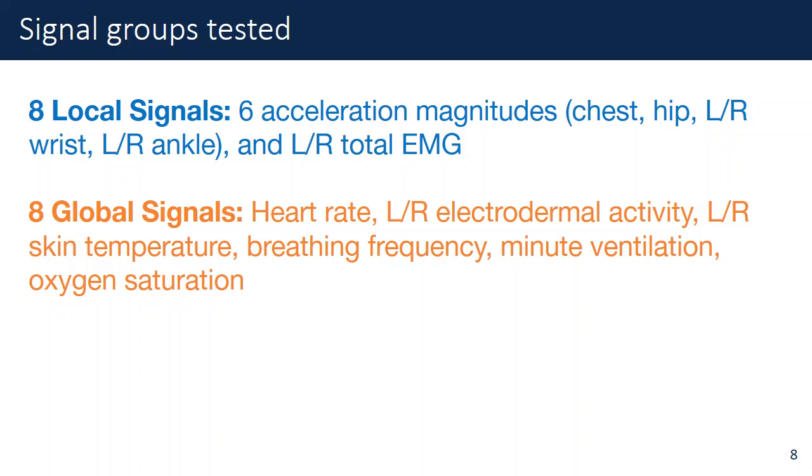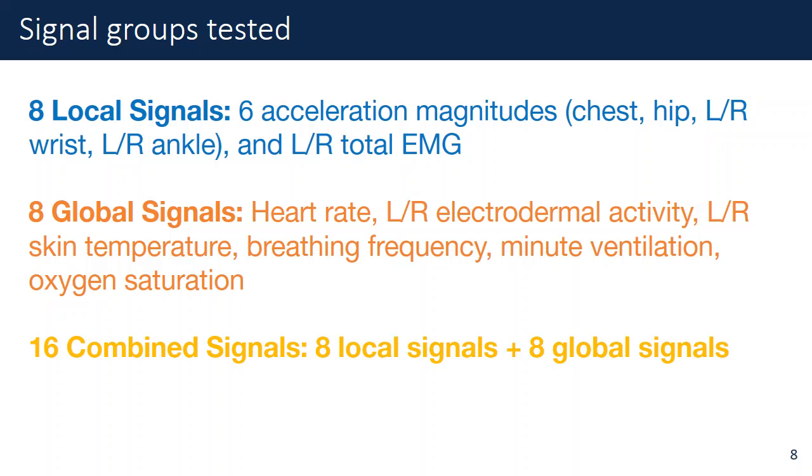The global signals provide information about the state of the whole body, and those included heart rate, electrodermal activity, skin temperature, breathing frequency, minute ventilation, and oxygen saturation. Together, the 8 local signals and 8 global signals comprise the 16 combined signals in this study.